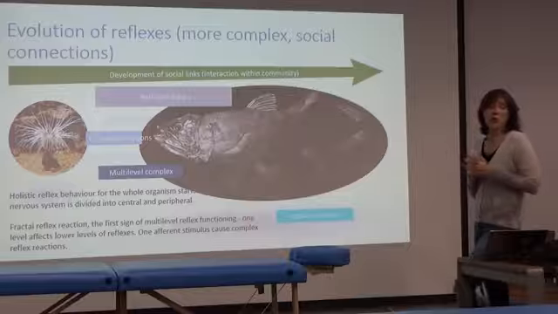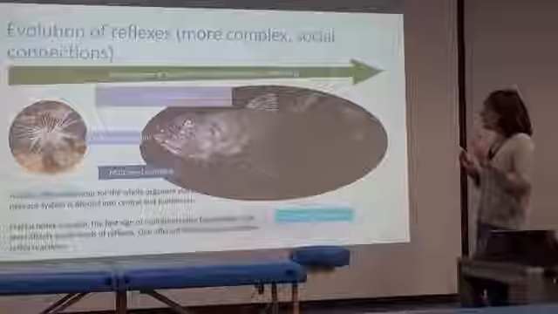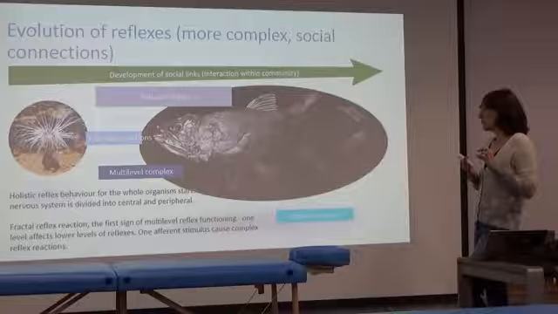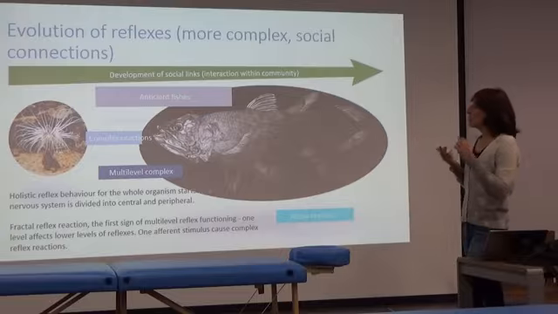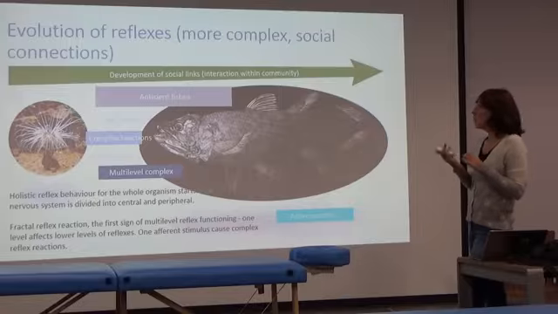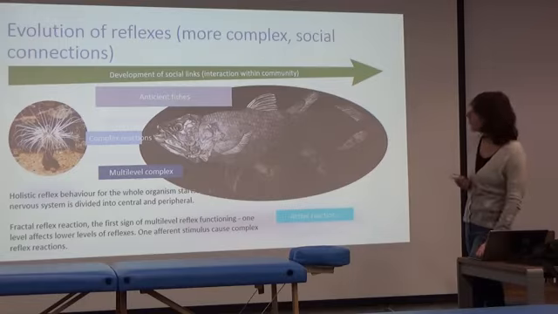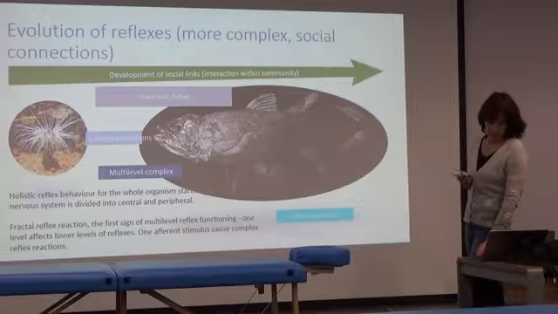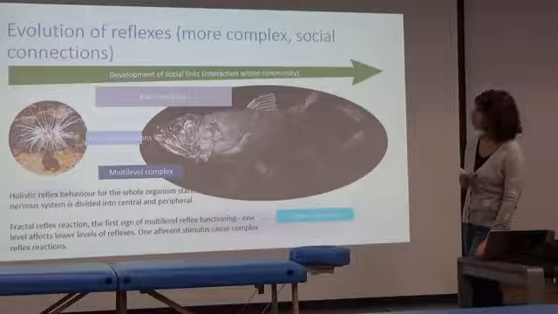In the fishes we can see so-called fractal reflex reactions, where we have multi-level reflex functioning, and one level affects the lower level of reflexes. So one afferent stimulus to the fish can change the reflex regulation of the fish in different layers. And it can affect her social behavior, it can affect her withdrawal or avoidance or overcoming behavior. This is absolutely automatic. The fish is programmed and doesn't think.